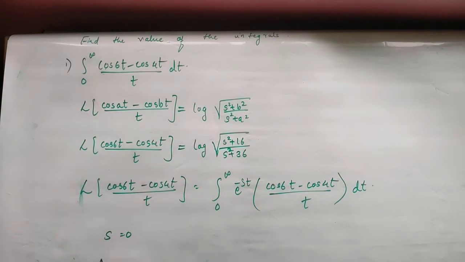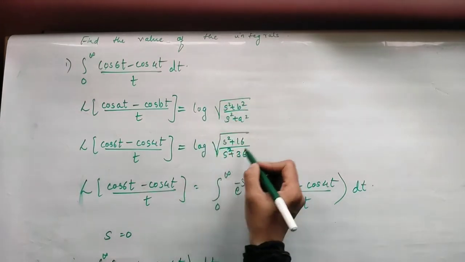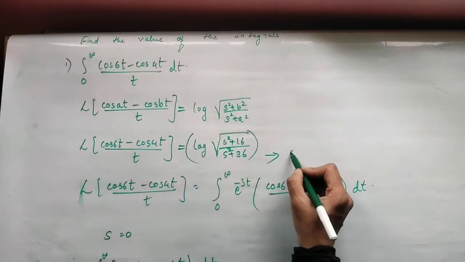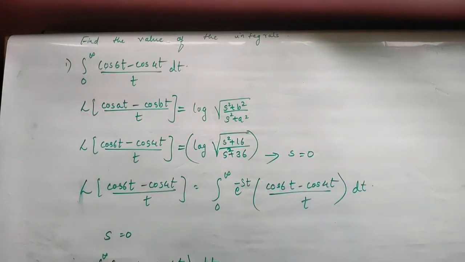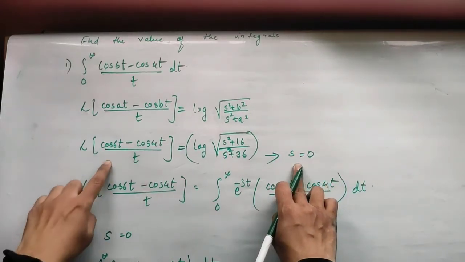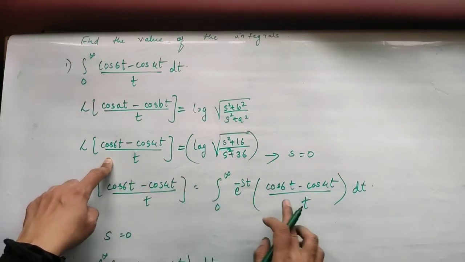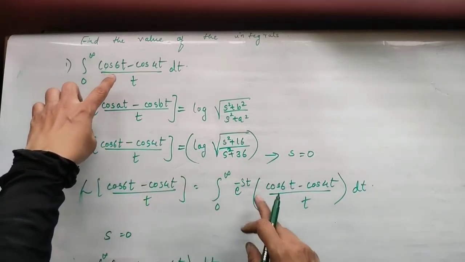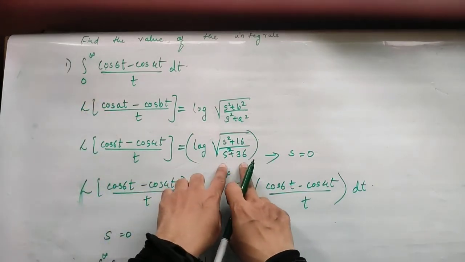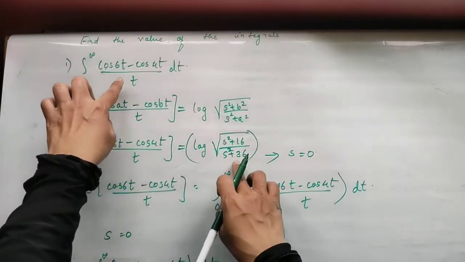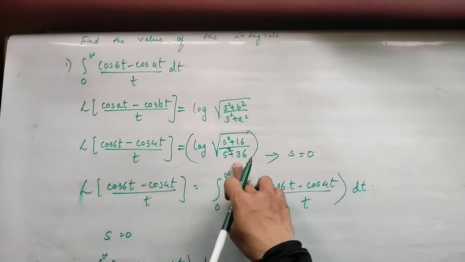Therefore the integral from 0 to infinity of (cos 6t minus cos 4t) divided by t dt must be equal to the Laplace transform with s equal to 0 replaced in this. We know the Laplace transform is defined like this, and its value is equal to this. Now this will give you the value for this only when s is equal to 0. So put s is equal to 0 here.